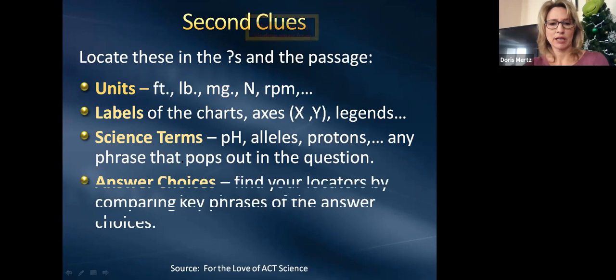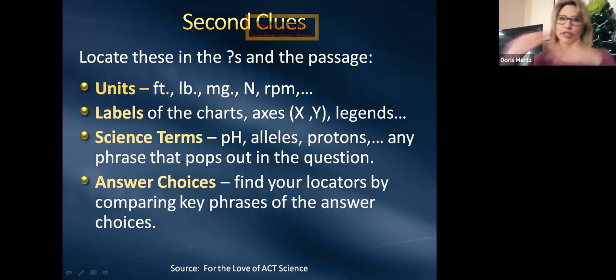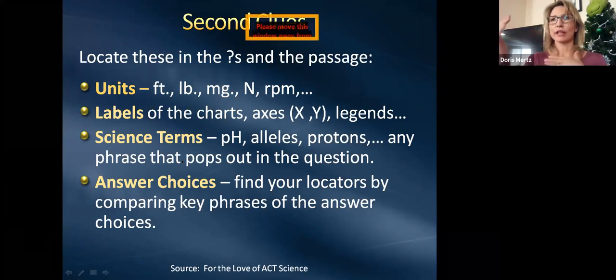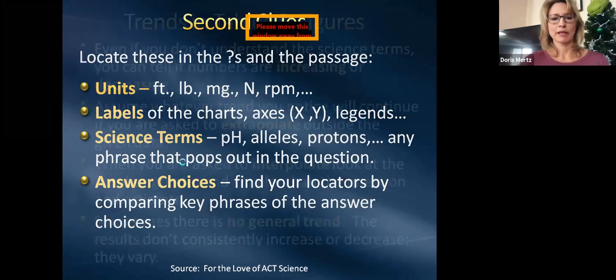All right, and sometimes you can look at the actual answer choices to find locators. Like all the answers have one thing in common, and it wasn't a word used in the question, but it's in every answer. So that's also a clue that you're going to look for that word over in the passage.